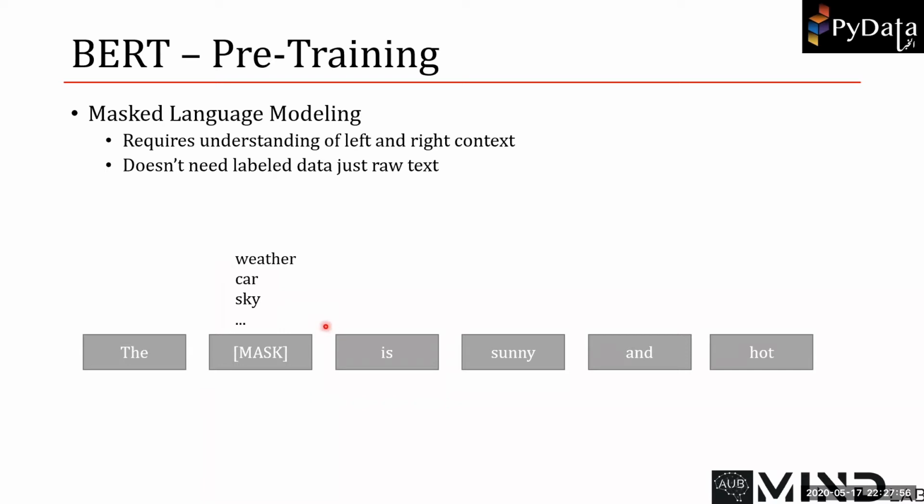So we get our document, we split it into sentences, we take some words, we mask 15% of the words with a mask token, and we extract the label. The model will have to predict what it was. So it might have multiple predictions, like "the sky is sunny and hot," it doesn't work. "The car is sunny and hot," also it doesn't work. But "the weather is sunny and hot," this will work. So this will have a better probability of being here. And the model will have to learn that.